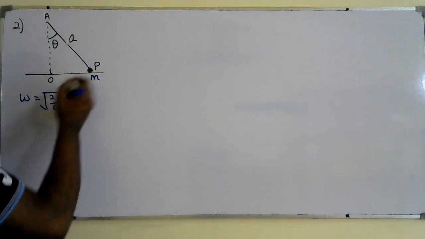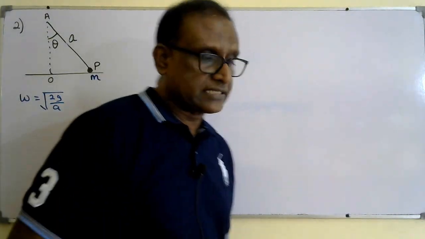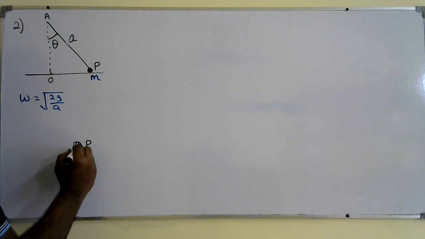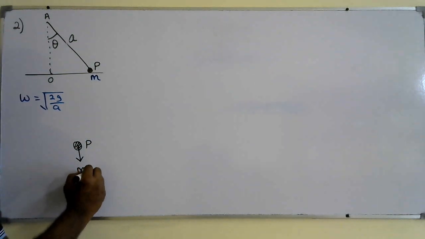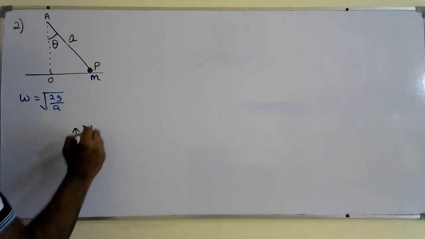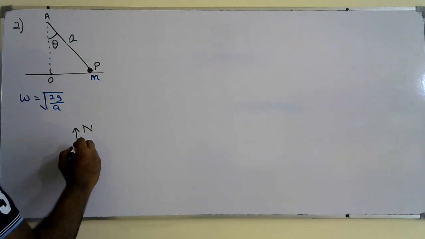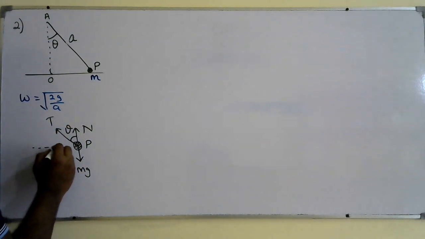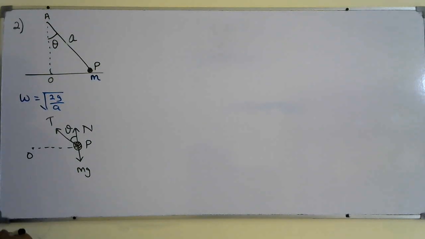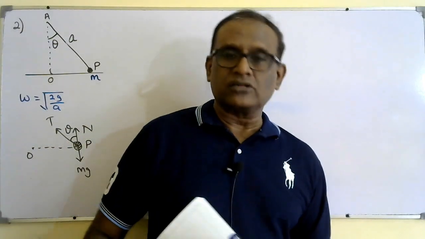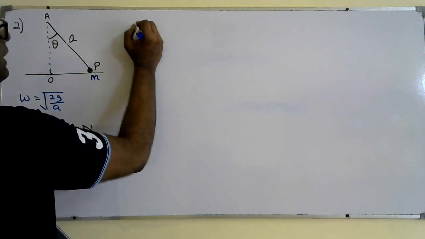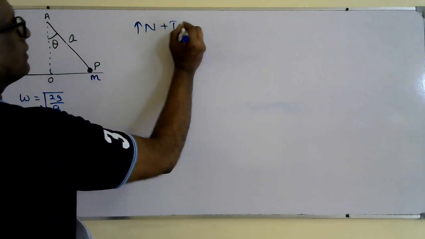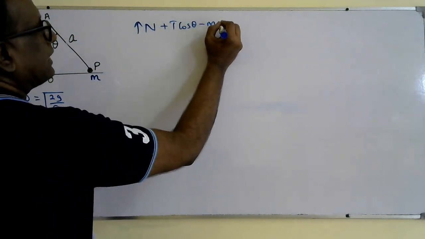So we'll think about the free body force diagram. That means all the forces acting on the particle. If I draw the particle P and show the forces acting on it, the weight is acting vertically downwards. Normal reaction, I'll use capital N, or you can use capital R. And the tension along this direction makes an angle theta with the vertical. The center is somewhere here, O. So when we consider the resultant vertical force, it must be equal to 0. If I resolve in the vertically upward direction, N plus T cos theta minus mg equals 0.